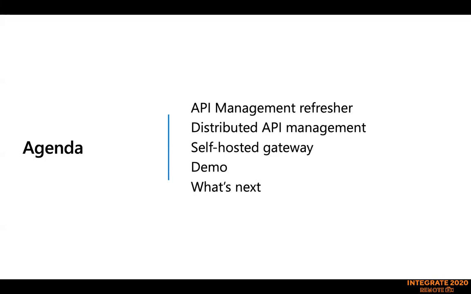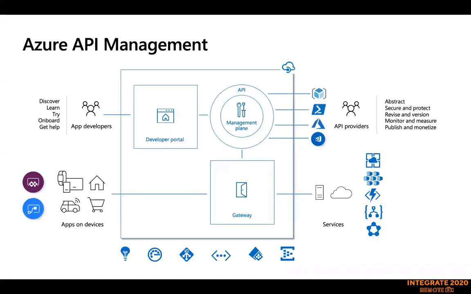This is not an intro into API management presentation, so some familiarity with the concept will definitely be required. It is a session about distributed API management, so we're going to talk a little bit about what it is and what the pros and cons of that are. We're going to talk about the self-hosted gateway, a new feature of API management that enables distributed API management. Then I'm going to show you how to deploy it and use it in a demo, and we'll see how far we get with that. And hopefully I will have time to cover some roadmap items and answer your questions at the end. So with that, let's move forward.